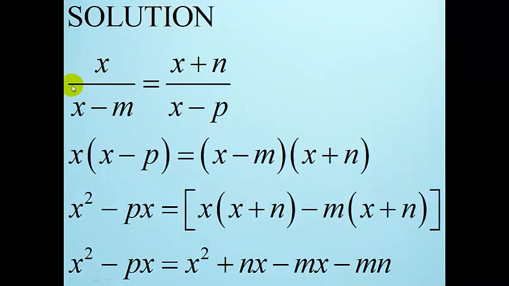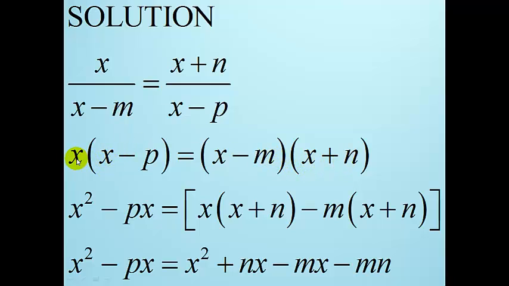So given x divided by x minus m equals x plus n divided by x minus p, we cross multiply. So x multiplies x minus p, and that's how we have x into bracket x minus p. This is equal to x minus m also multiplying x plus n. So we have x minus m times x plus n.